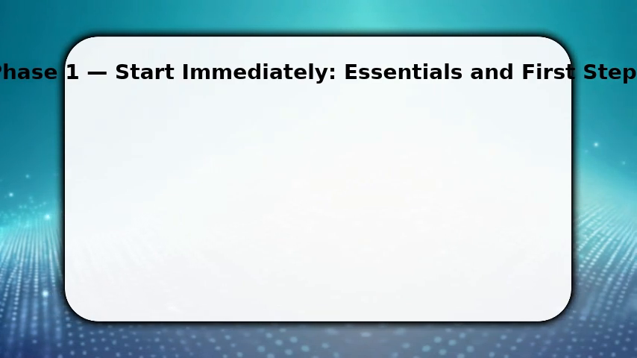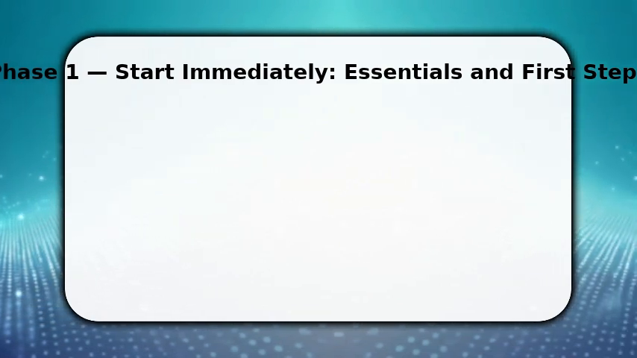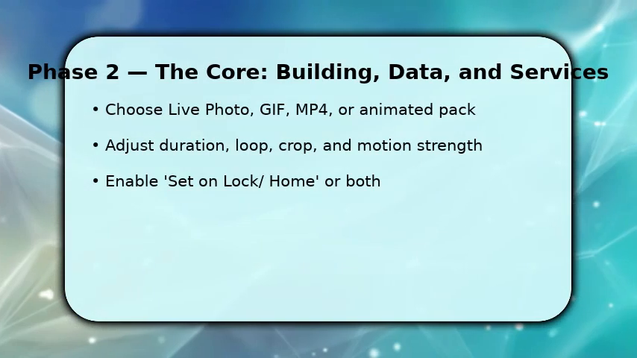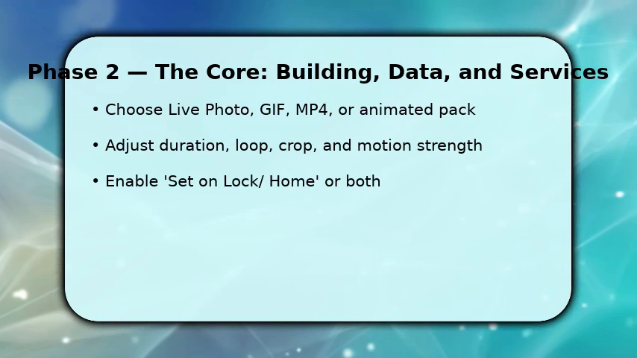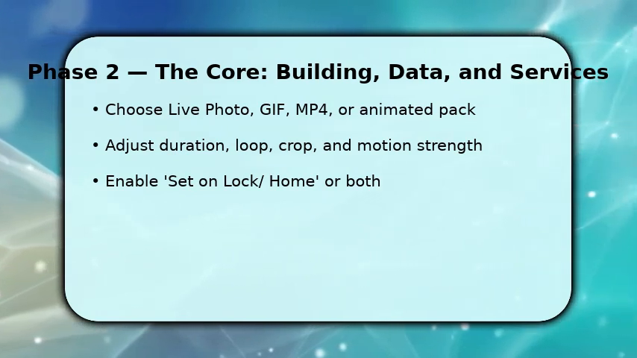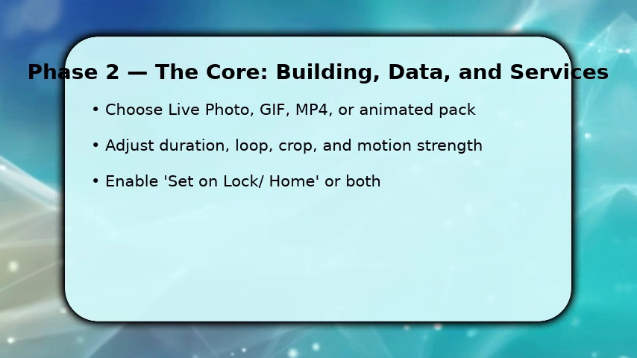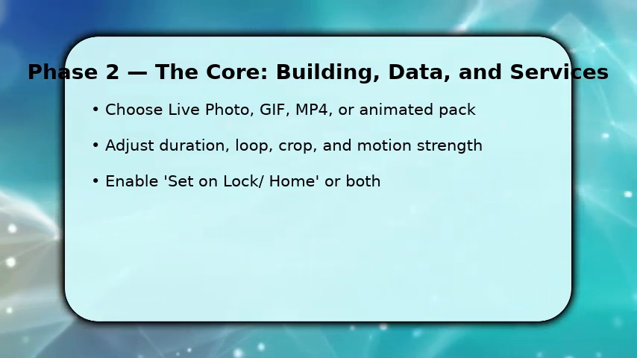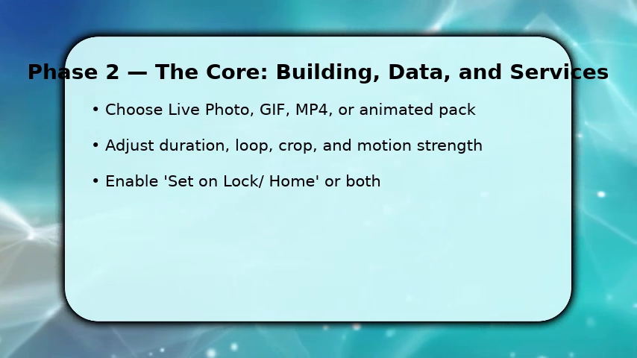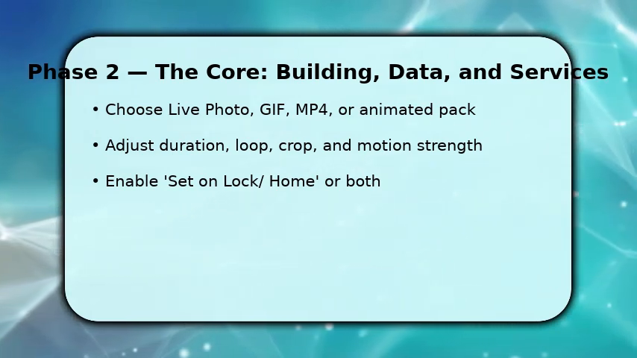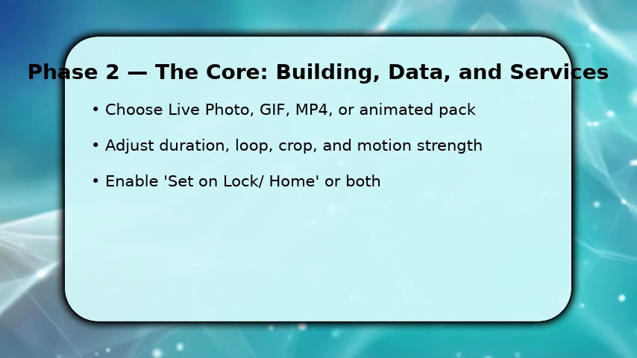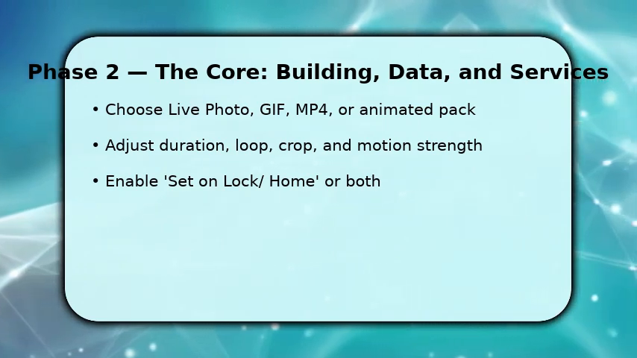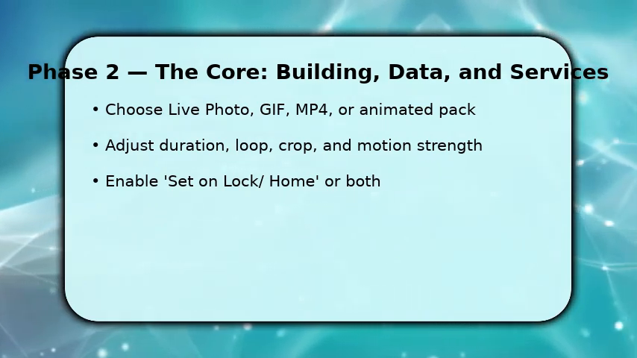Now proceed to pick the source and grant any requested permissions. Once in the wallpaper chooser, select the media type: live photo for iOS, GIF/MP4 for Android, or an animated pack from an app. Then make adjustments. Crop to aspect ratio, set loop or duration, and tweak motion strength so it's subtle, not distracting. For phones that support parallax or depth, toggle that on if you want movement when tilting.